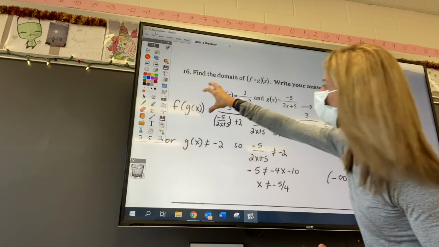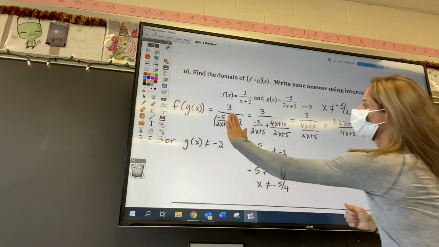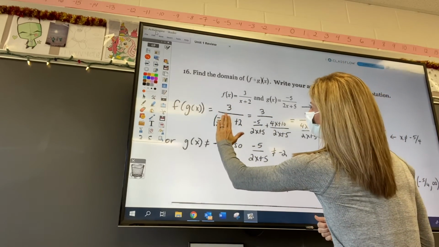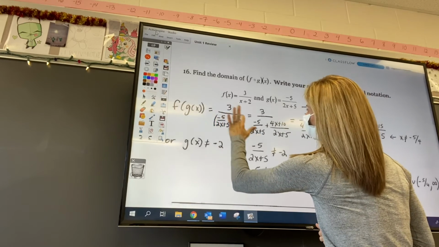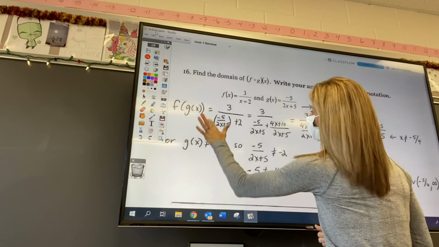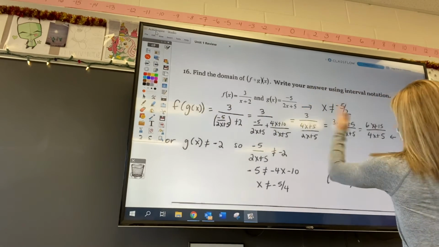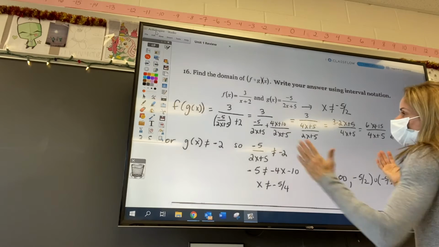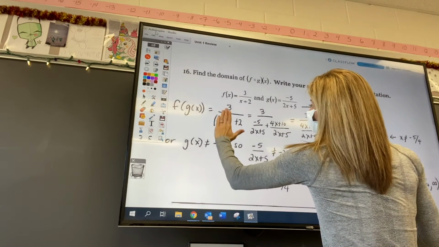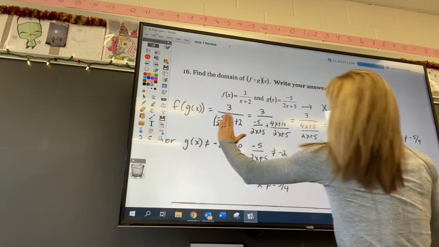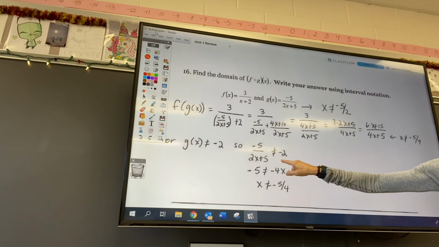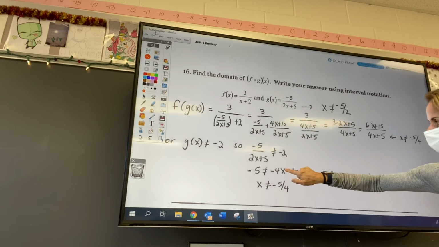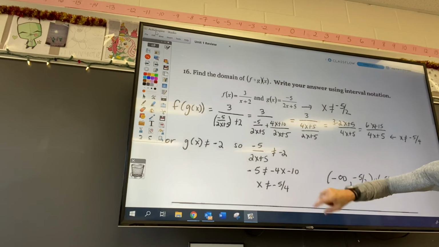we are inputting g of x. So we know from right here that this g of x cannot be equal to negative 2, because negative 2 plus 2 gives us a 0 in our denominator. So instead of going through all this, we can just set negative 5 over 2x plus 5 not equal to negative 2, and just solve. Now this is like a negative 2 over 1. So to solve that, I should probably show you how to do that.